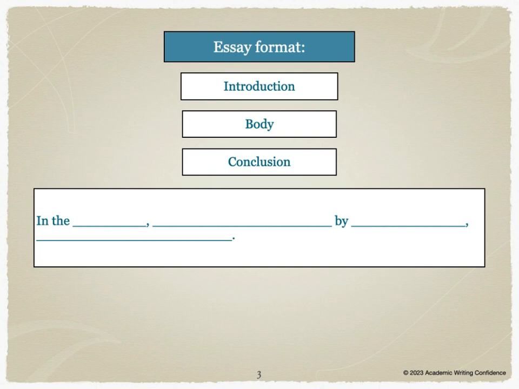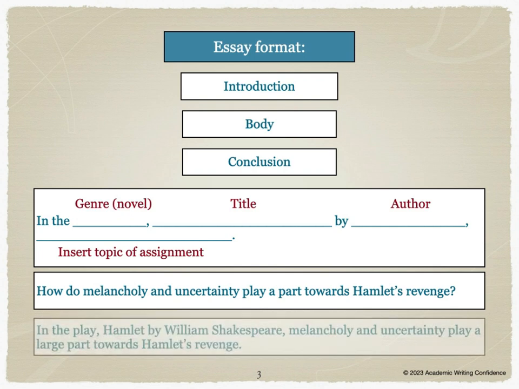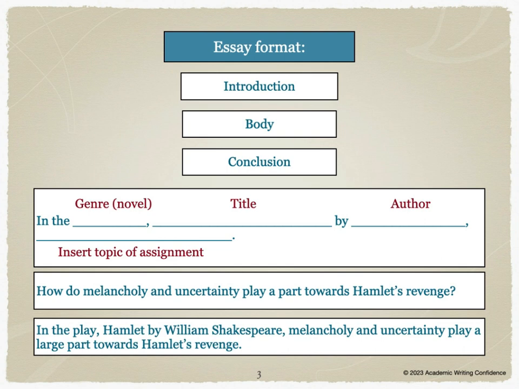Here's a sentence that you can use to begin your essay. In the, and then insert your genre, for example, a novel or a poem, then insert the title of your book, by, and then write the author's name, and then write your topic of the assignment. For example, if this is your assignment, how do melancholy and uncertainty play a part in Hamlet's revenge? You might write, in the play Hamlet by William Shakespeare, melancholy and uncertainty play a large part towards Hamlet's revenge.